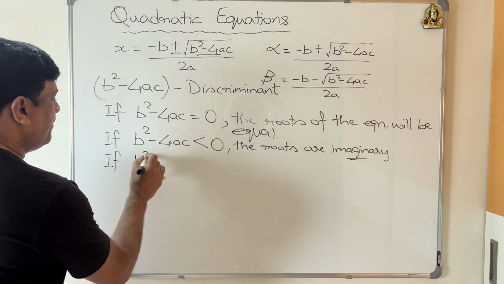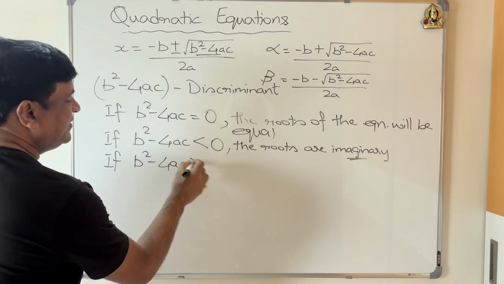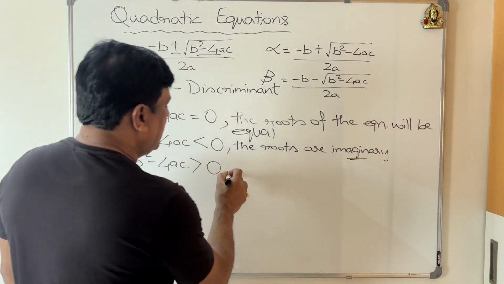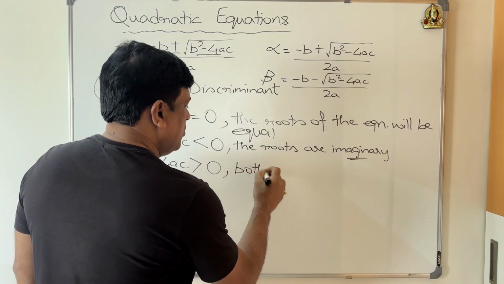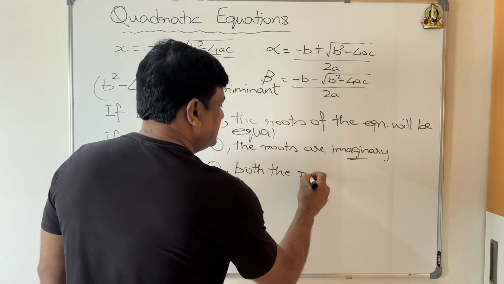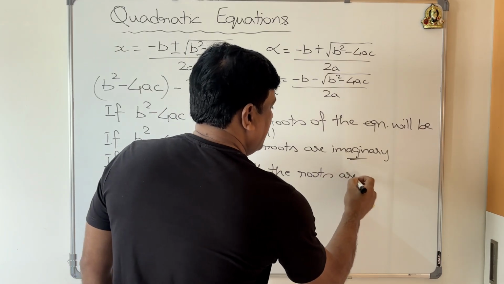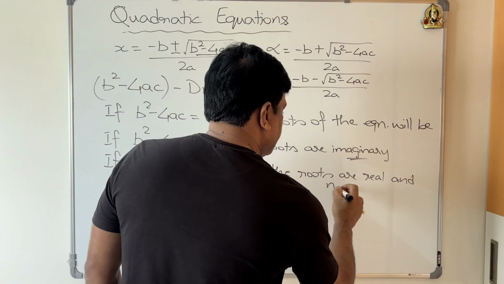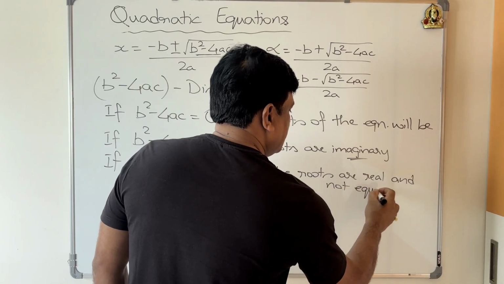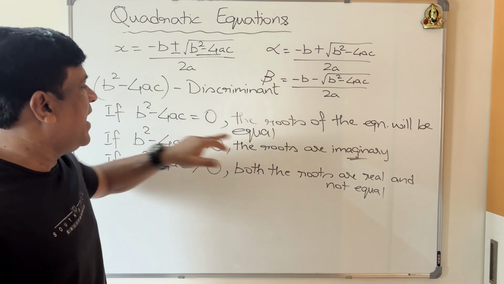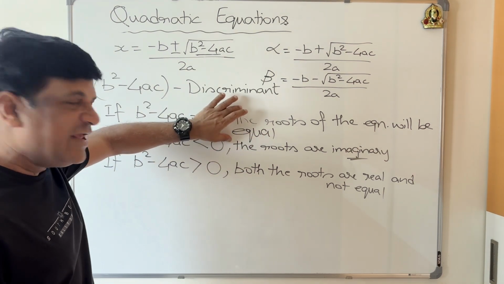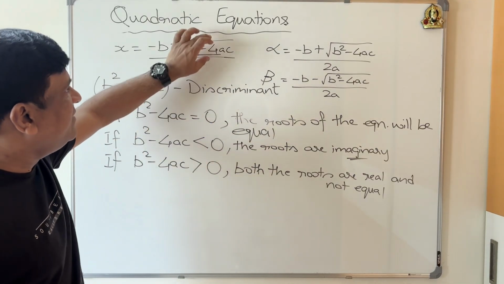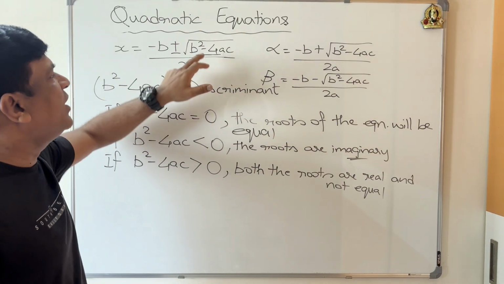Okay, next one, if b square minus 4ac is greater than 0, both the roots are real in nature and not equal. They will not be equal. In the earlier case, what happened? When it is equal to 0, they are real. They are definitely real numbers and they are equal. But if it is greater than 0, you can get a root 5 over here.